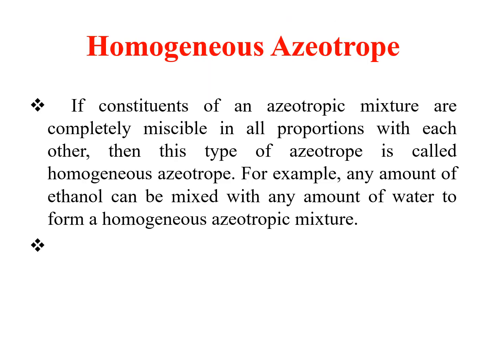Homogeneous azeotrope. If the constituents of an azeotropic mixture are completely miscible in all proportions with each other, then this type of azeotrope is called a homogeneous azeotrope. For example, any amount of ethanol can be mixed with any amount of water to form a homogeneous azeotropic mixture.